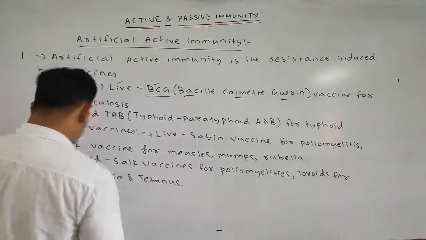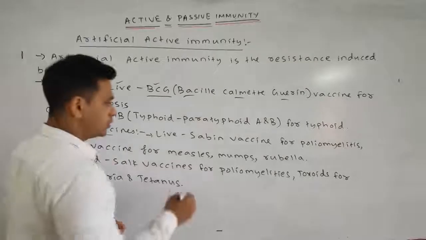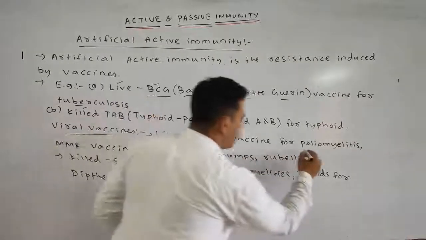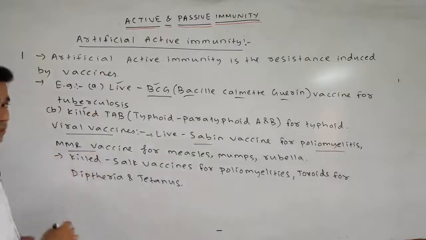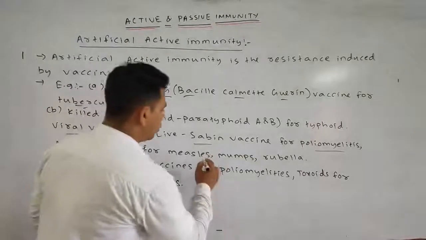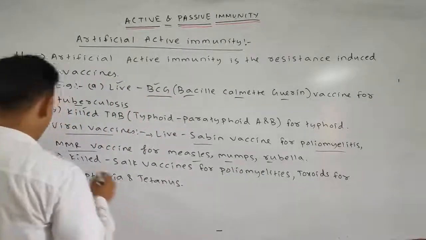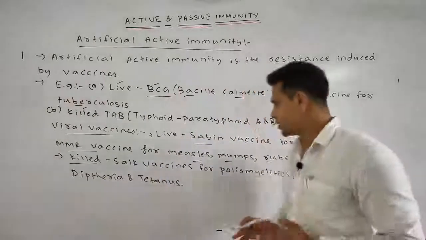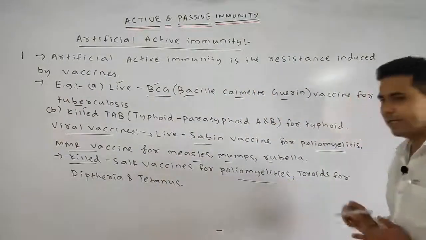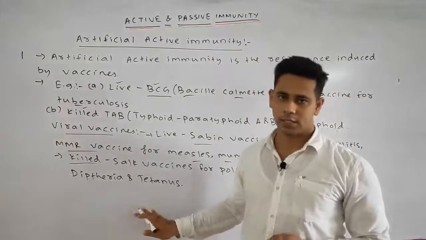Okay, next, there are also various viral vaccines, such as the live Sabin vaccine for poliomyelitis, and the MMR vaccine for various diseases such as measles, mumps, rubella, etc. And lastly the killed viral vaccines, such as the Salk vaccine for poliomyelitis, and toxoids for diphtheria and tetanus.